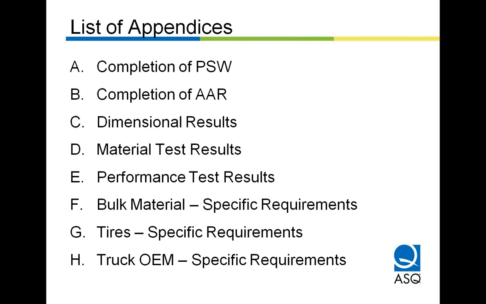Here we have a list of the appendices in the PPAP manual. So just the presentation of different types of information. If you're dealing with bulk materials, it's described in detail what you have to do in Appendix F. If you're working for the heavy truck manufacturers, those requirements are specified in Appendix H.